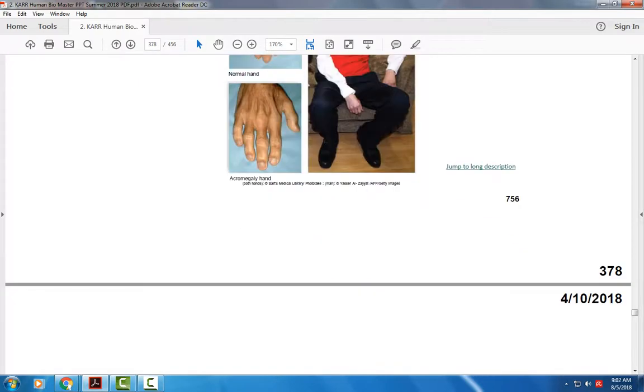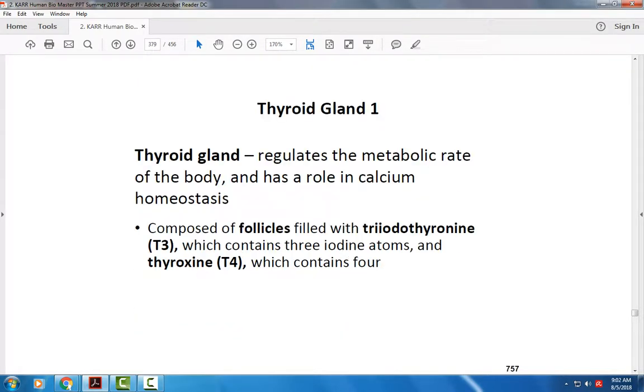The thyroid gland is in charge of metabolism and also plays a role in calcium homeostasis. Calcium is an important part of nerve and muscle function, so when calcium levels are too high or too low, the thyroid gland will respond. So calcitonin is a hormone released by the thyroid gland, and the job of calcitonin is to remove calcium from the blood and deposit it in bone.